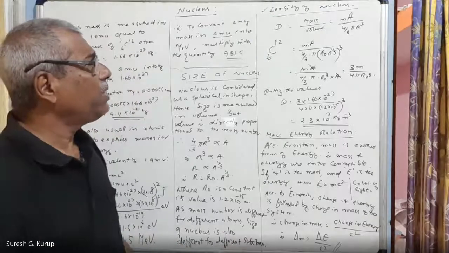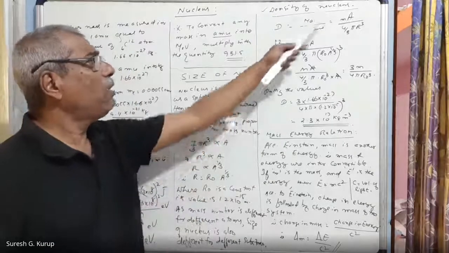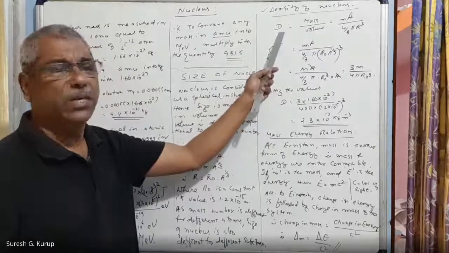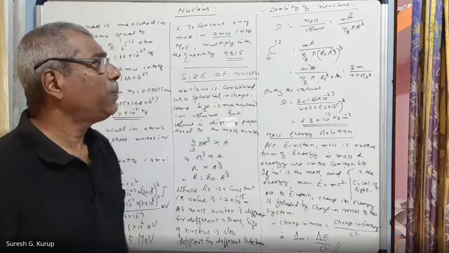Then what is density? Density of the nucleus is given by density equals mass divided by volume.